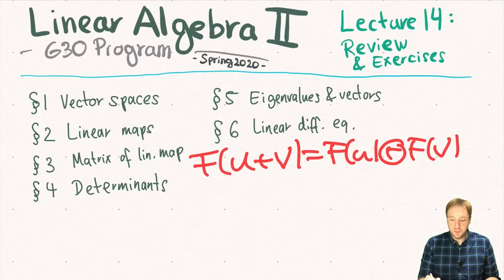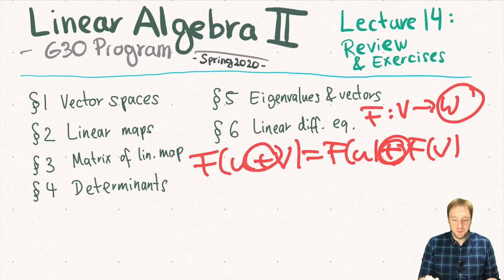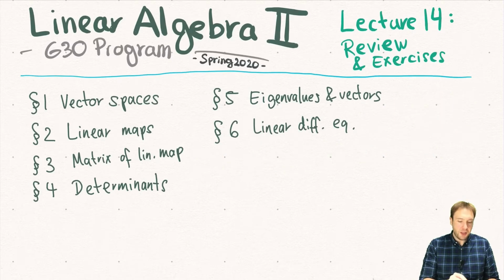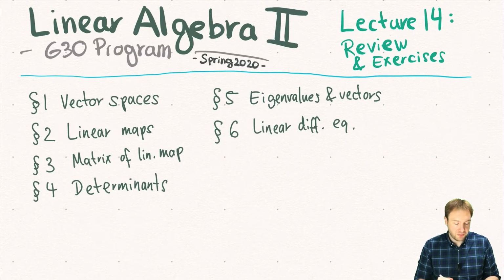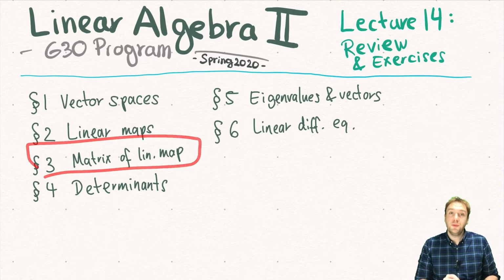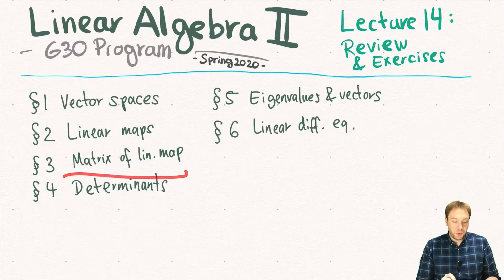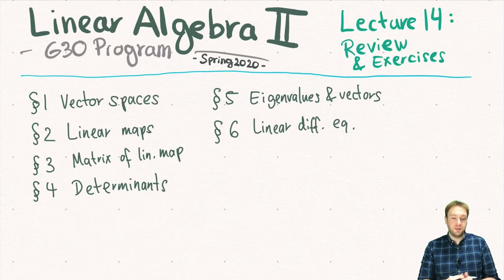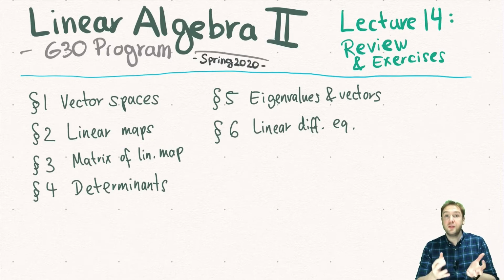And here, if f was a map from V to W, then this plus here was the addition in W, and this plus here was the addition in V. And also if we had a scalar, then the scalar could go outside of this f. And then after this we talked about matrices for linear maps. For this we needed to choose a basis, and then we saw that for finitely generated vector spaces, linear maps correspond to matrices, or we can assign to a linear map a matrix after choosing a basis.